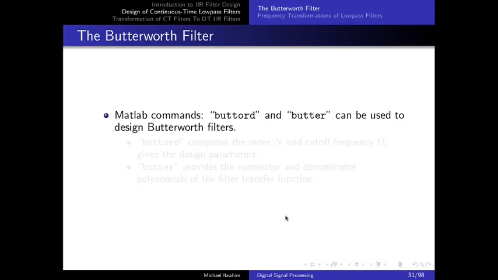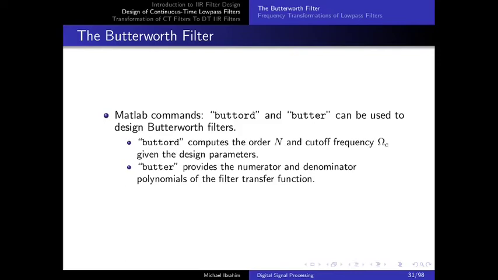In MATLAB, we have two commands that will help us to get these results, buttord and butter. And this can be used as follows. buttord computes the order n and the cutoff frequency omega c. So you start with Ap, As, omega p, omega s, and we have seen the equations from which we can compute n and omega c, and the command buttord directly computes the order n and the cutoff frequency omega c, given Ap, As, omega p, and omega s.